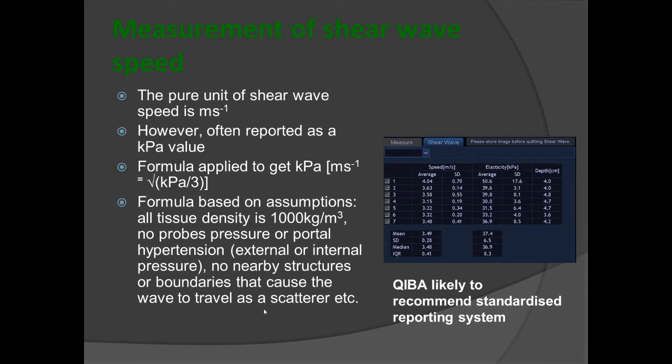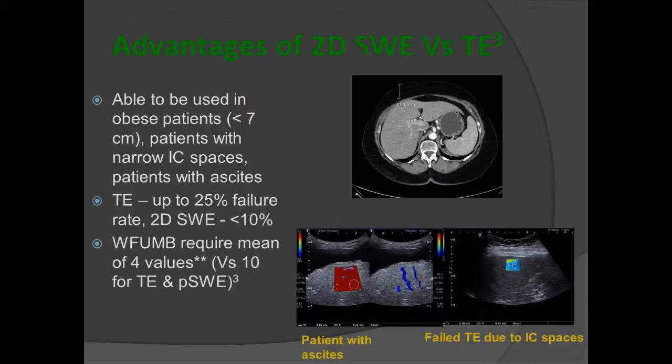So we've always used kilopascals because that's what the blind technique, the Fibroscan, produced. But the quality assurance people are saying that to make meters per second into kPa, you need to apply a formula, and there are assumptions that have to be made with that formula. So at the moment, I suppose we could say watch this space, but it might be that most of our future measurements are going to be reported in meters per second rather than kPa.